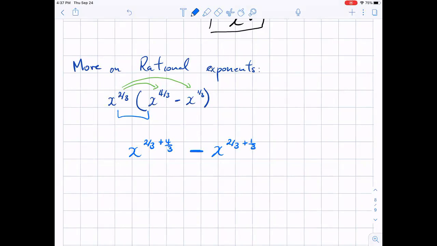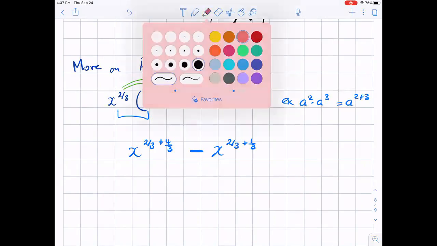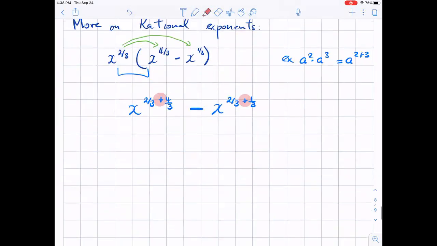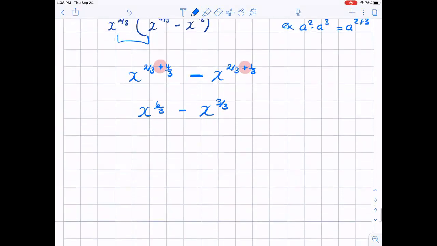And I'm adding because remember, if you have a squared times a to the 3rd, it becomes a to the 2 plus 3. That's the reason why we're adding here. So now the denominators are the same, so this becomes x to the 4 plus 2 is 6/3, minus x to the 2 plus 1 is 3/3. So this is x squared minus x.